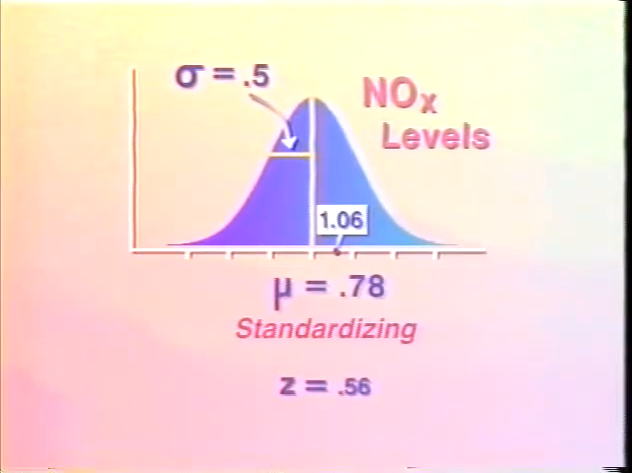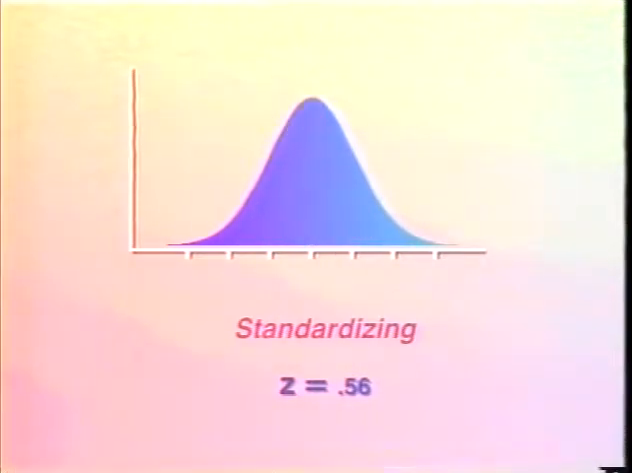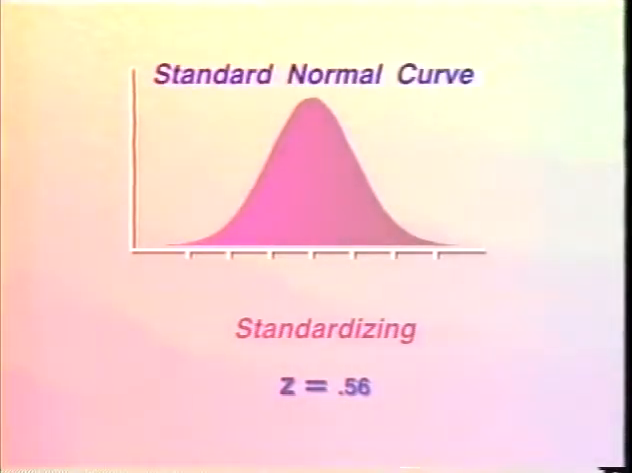If we standardized all of the individual measurements like this, we would get a collection of Z values. The distribution of these Z values will still be normal, but standardizing produces a special normal distribution, the standard normal curve. Here the mean is set at 0, with a standard deviation of 1. Here's one standard deviation on either side of the mean. Here's 2, and here's 3.